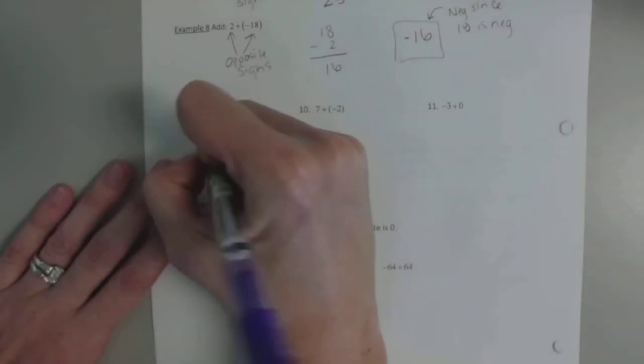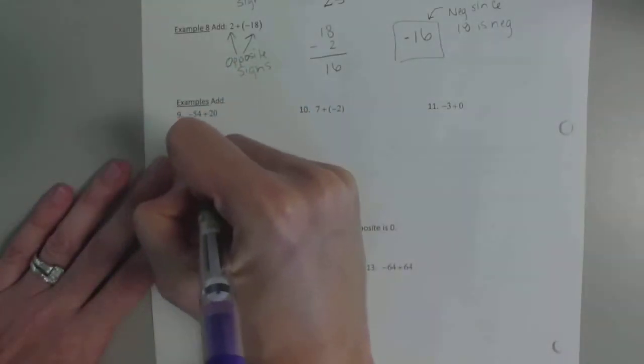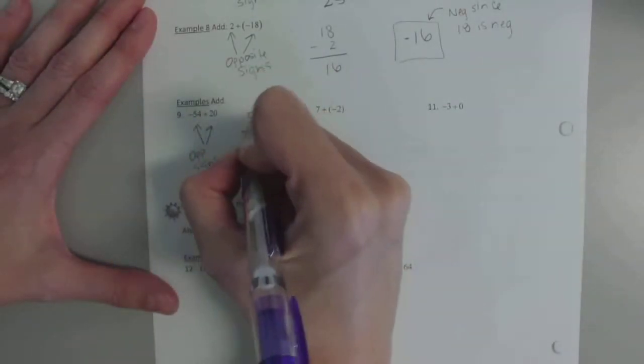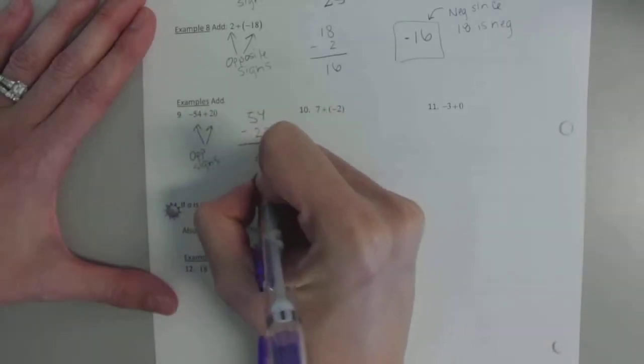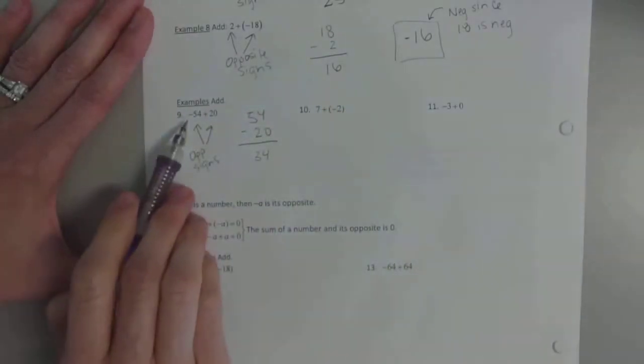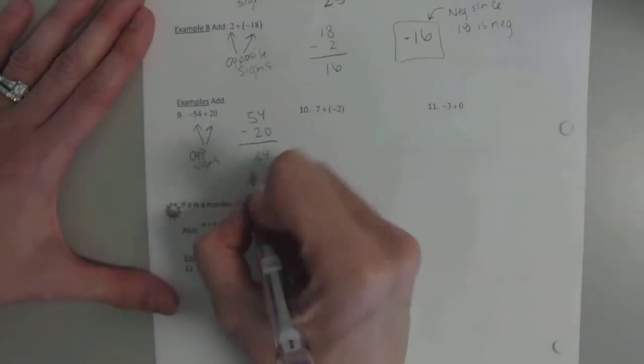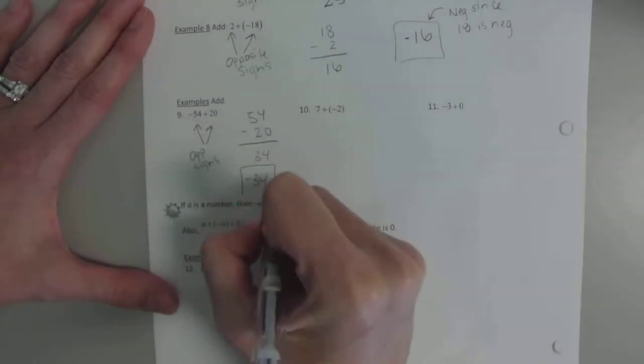All three of these are adding numbers with opposite signs, so we're just going to find the difference of all of them and give them the sign of the larger number. So we're going to have 54 minus 20. What's that give us? 34? Is that okay? But since 54 is the bigger one, it's negative, our answer is negative 34.